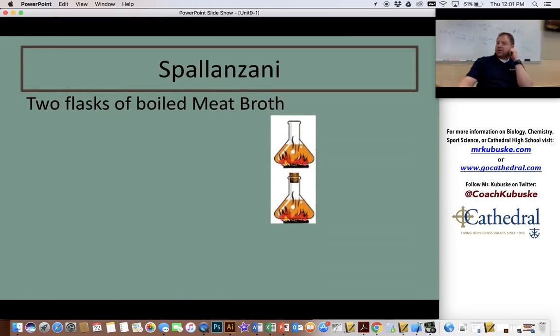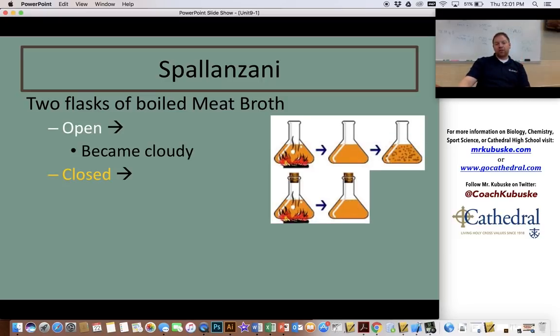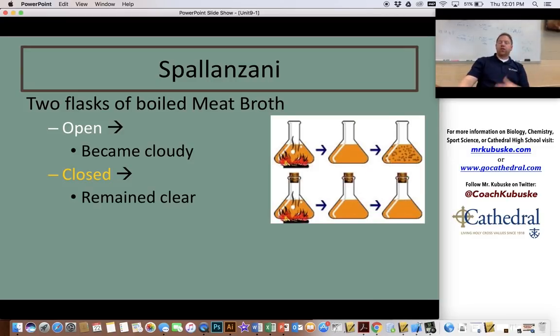Spallanzani does a similar style of experiment, but he does it with meat broth. And basically he boils the meat broth to kill off any microorganisms. And then he sealed one with a cork and then left one open. Well, obviously the one that was open became cloudy because microorganisms began to grow inside it, and the one that was sealed stayed clear. And again, this should have proven that obviously the one got cloudy because the living things that were in there, obviously they reproduced, they were able to get into that, and then life came from that.